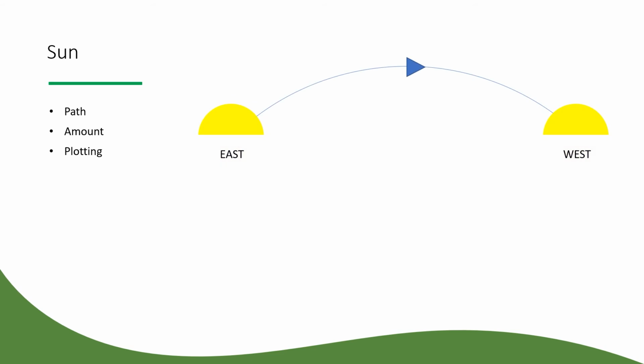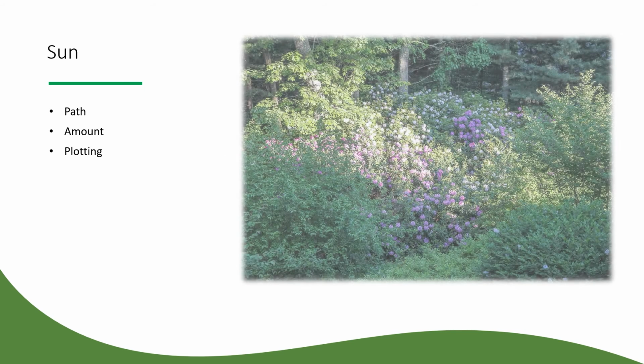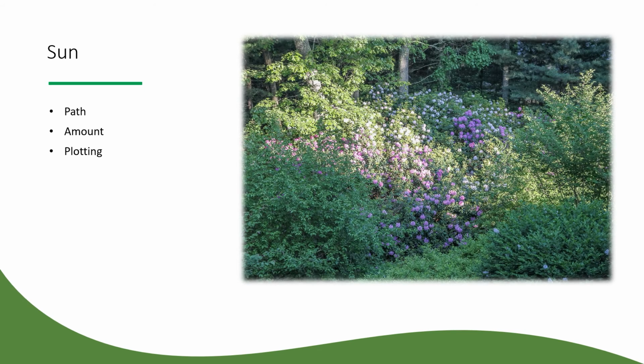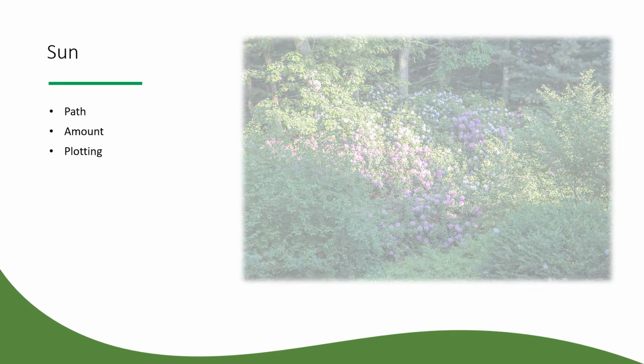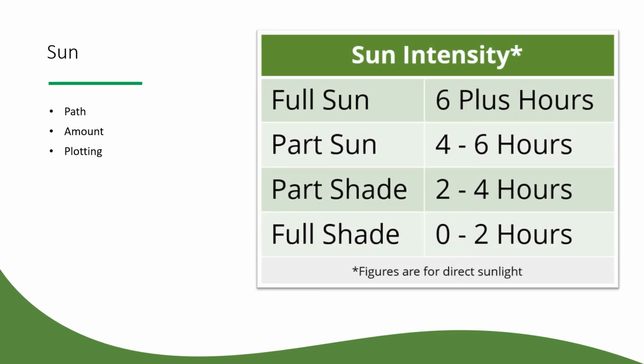Once you know the sun's general path over your site, look for east to west areas that are sunny and shaded at various times of the day. Make a note of the sun exposures. The levels are full sun, part shade, and full shade.